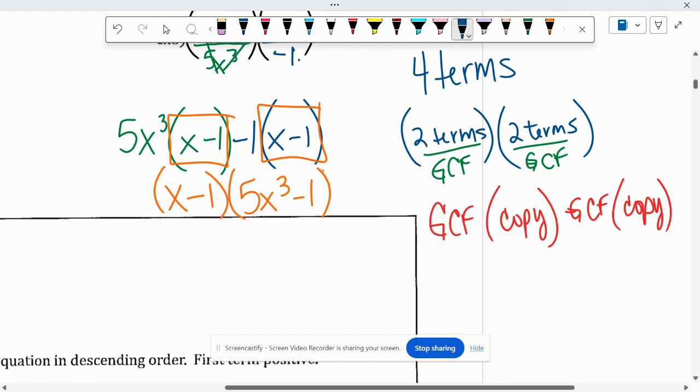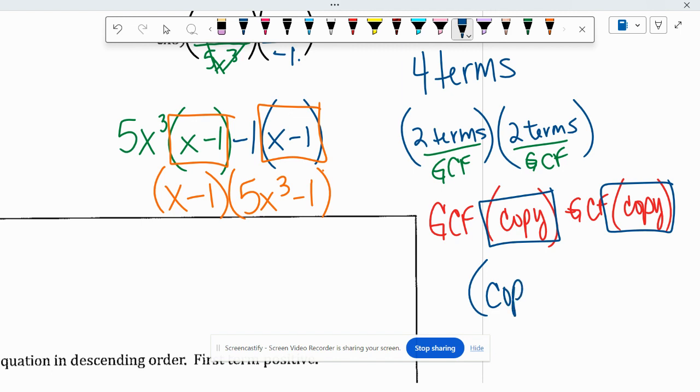Okay? So when you do that, you take your copy, and that becomes your first binomial. Your repeated factor becomes your first binomial multiplied by the GCF from the first problem added to the GCF from the second problem, right? Or from the second grouping. Okay, so that's what that looks like.